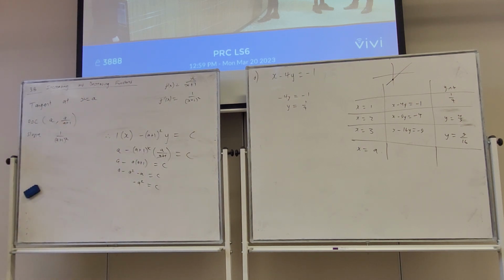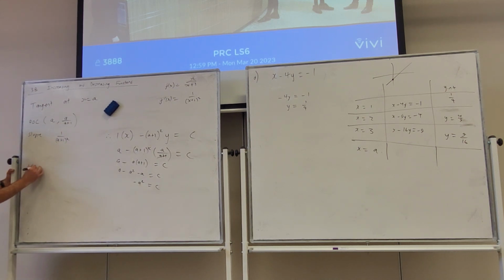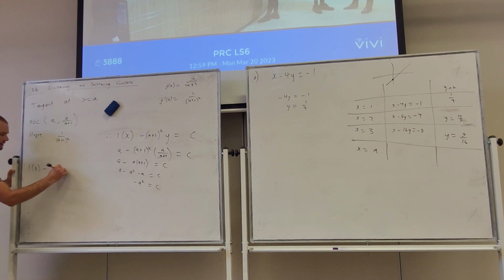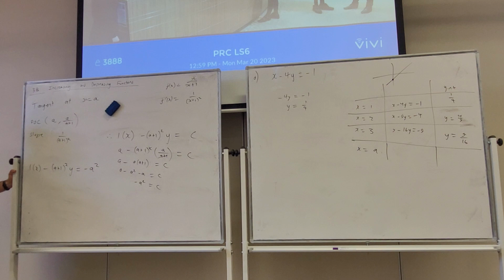Now, remember, because it's general form, c is not the y-intercept, it's a capital C, so it's the constant. And so the equation of this tangent is 1x, take (a plus 1) squared y, equals negative a squared. That's the equation of the tangent in general form. Alright, so we found the tangent. Okay, 3 marks so far. We've got 3 marks out of 4.